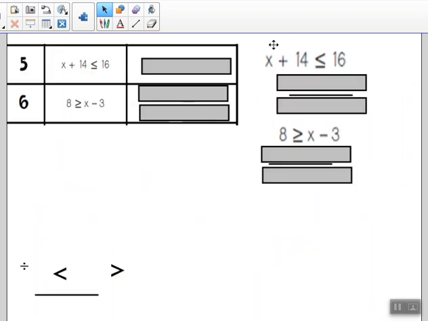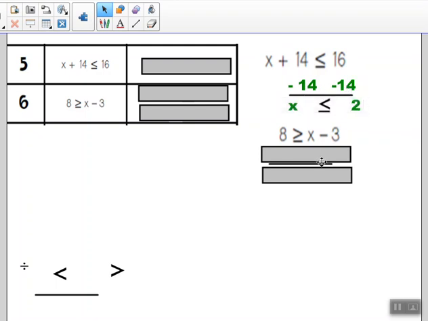In the fifth one right here, if we look at x plus 14, and that is less than or equal to 16, well, we want to get rid of the plus 14. So to do that, we subtract 14 from both sides. That cancels out. Over here, that gives me an answer of 2. So really I have x is less than or equal to 2. And that's our solution.